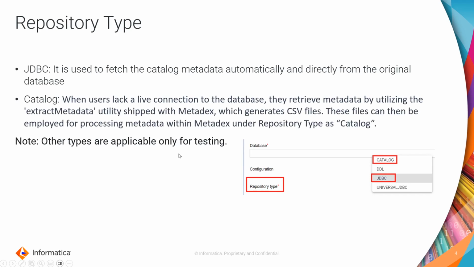Metadex offers two types of repository in the connection registry, which is JDBC and catalog. JDBC is used to connect Metadex live to the database and fetch the metadata. While catalog is used when users do not have live access to the database, then they can make use of a utility called extract metadata, by which they will fetch the metadata in the form of CSV files, and then those files can be imported into the Metadex under the repository type as catalog.